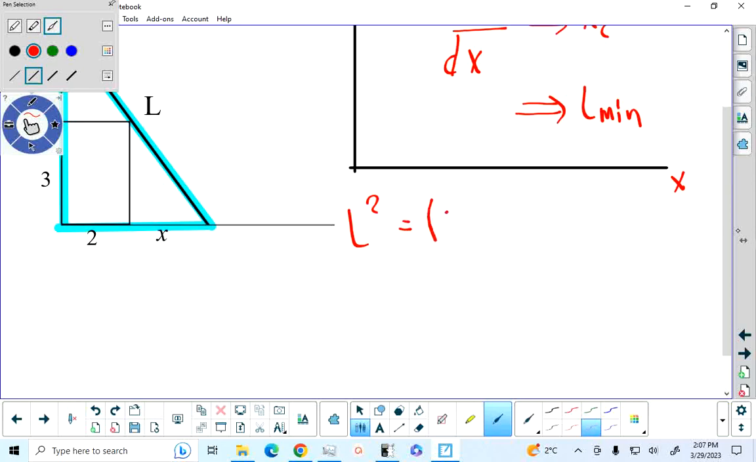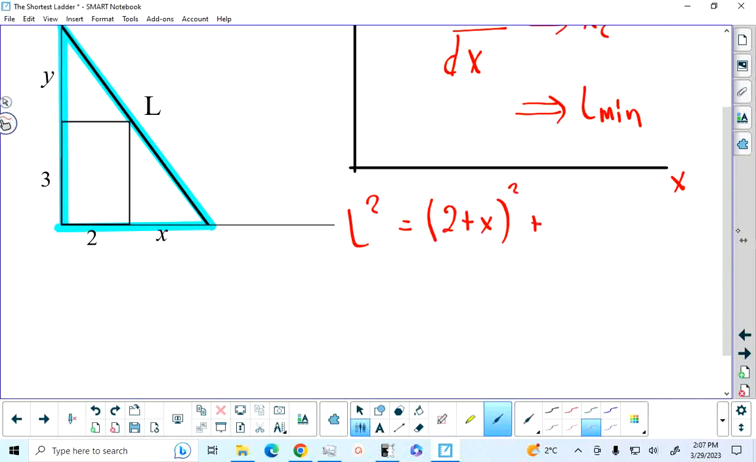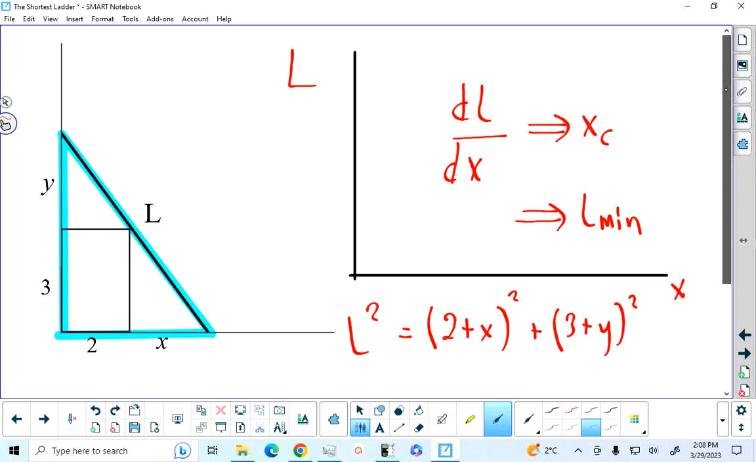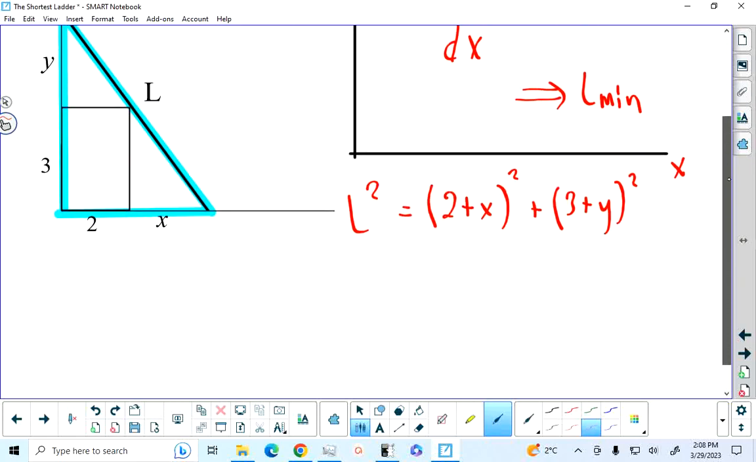The base of this triangle is 2 plus x, squared, plus the height of this triangle is 3 plus y, squared. And here's the problem. We'll worry about the squared part on the L in a bit. As I said, we want a function for L in terms of x alone. We do not want y. So what we need is a secondary equation which will relate x and y.